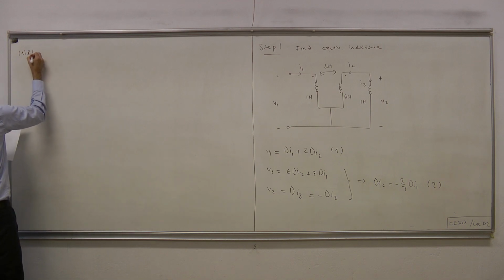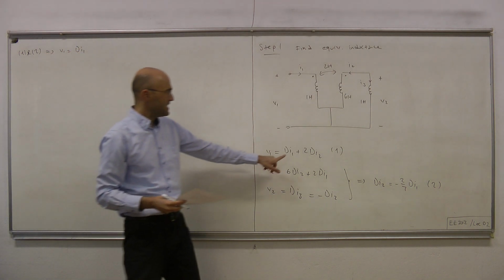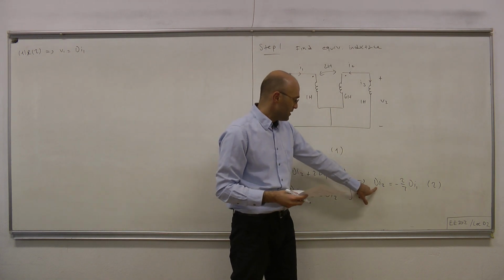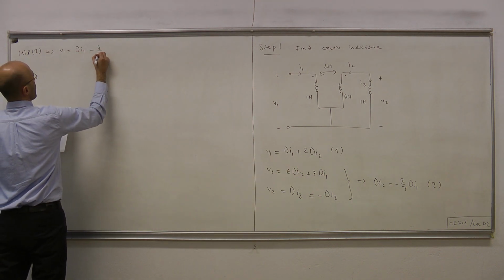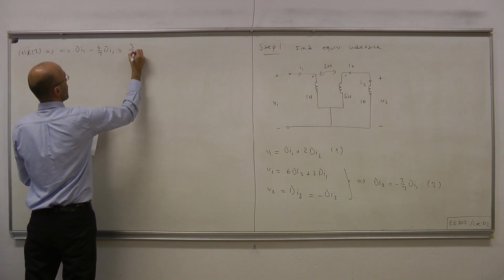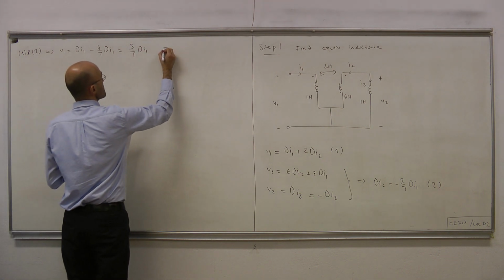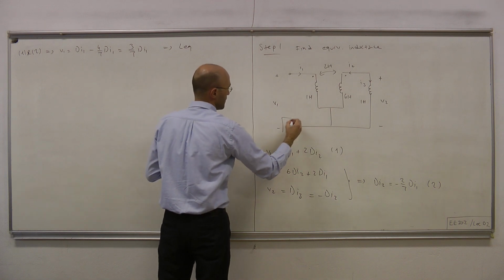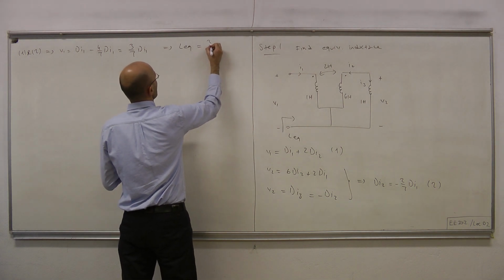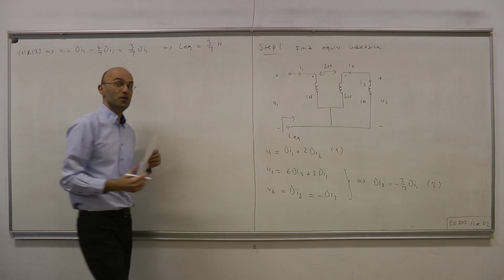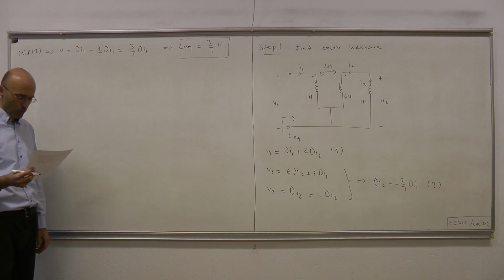Okay, 1 and 2 implies V1 equals di1 plus 2 di2. di2 is minus 2 over 7 di1, therefore we have minus 4 over 7 di1, which makes 3 over 7 di1. Okay, therefore L equivalent or effective equals 3 over 7. Remember the units, Henry. So that completes step 1.